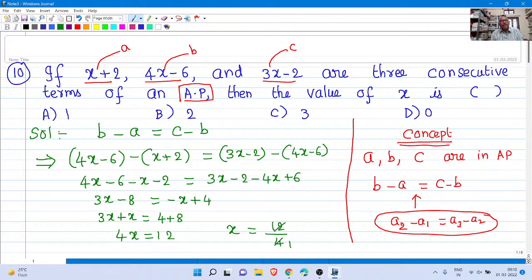So 4 ones are 4, 4 twos are 8, 4 threes are 12. So our answer is 3. x is equal to 3. C is the right option.